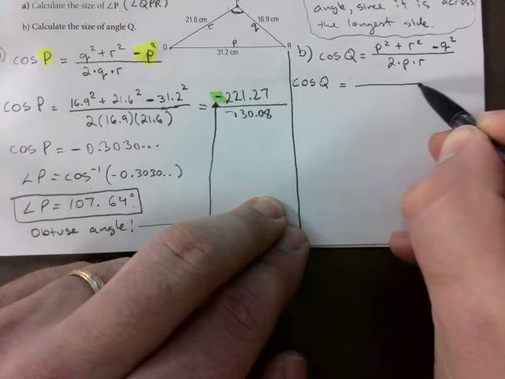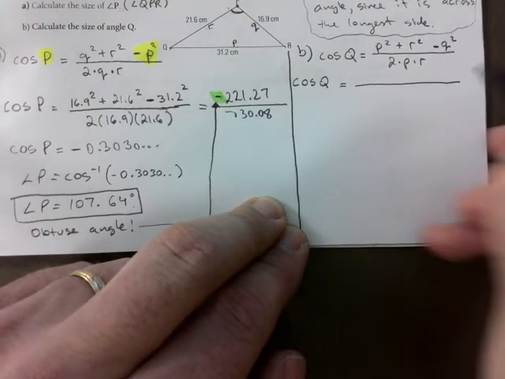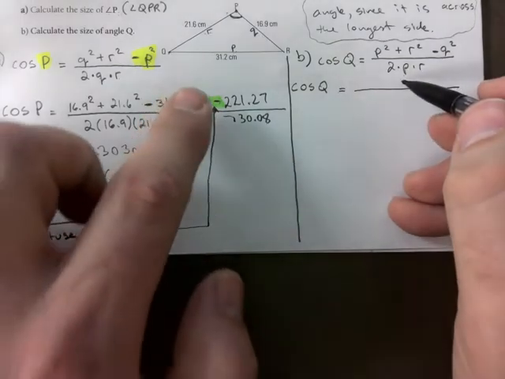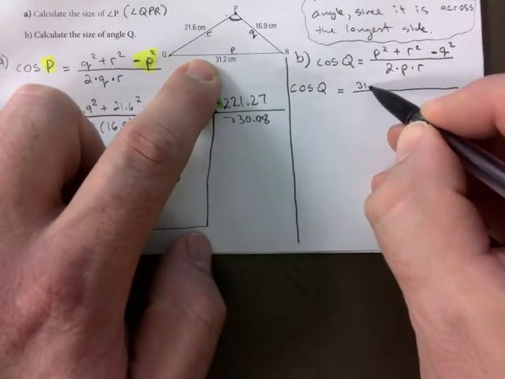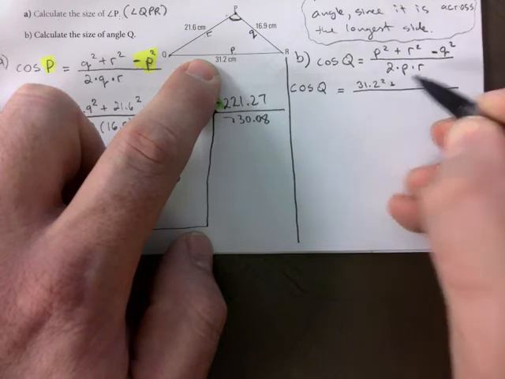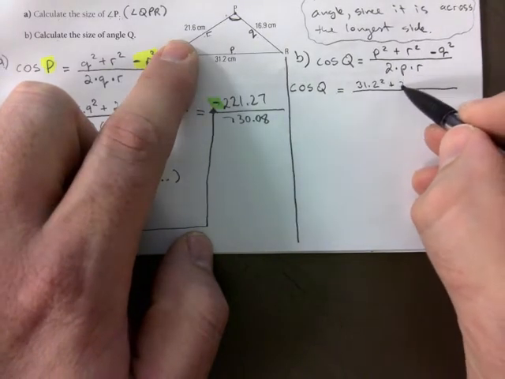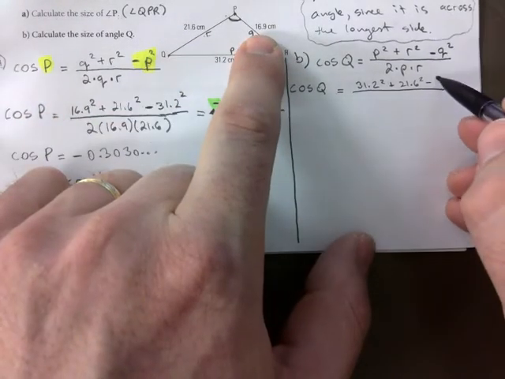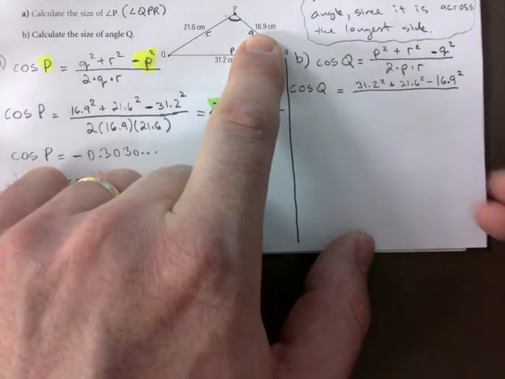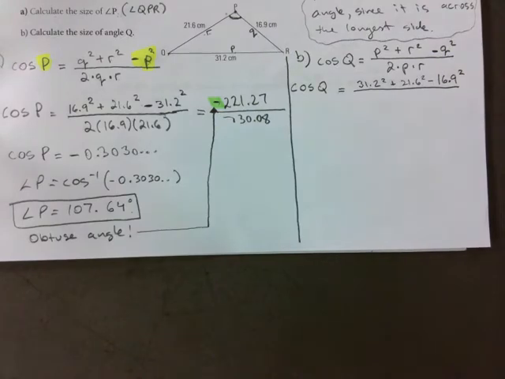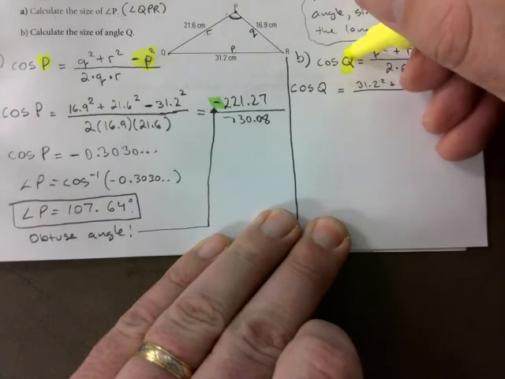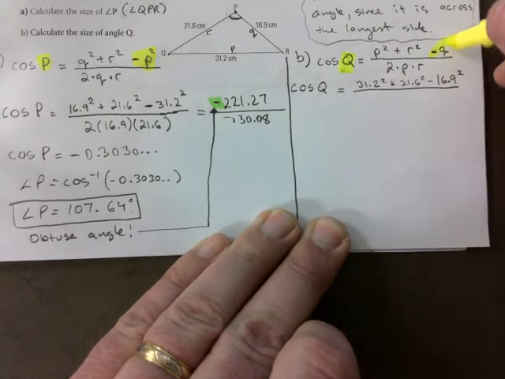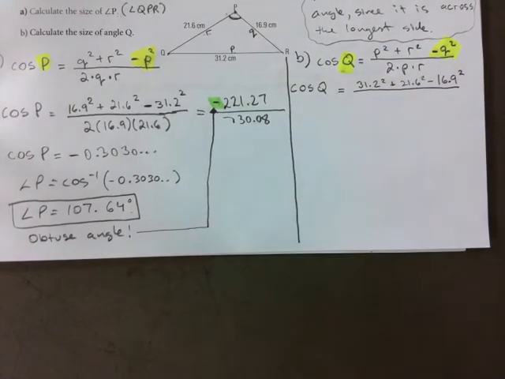So I will go figure out P is 31.2 squared plus R is 21.6 squared minus Q, which is 16.9 squared. If you have a highlighter, I would probably say again, highlight the capital Q and lowercase q. Yeah.